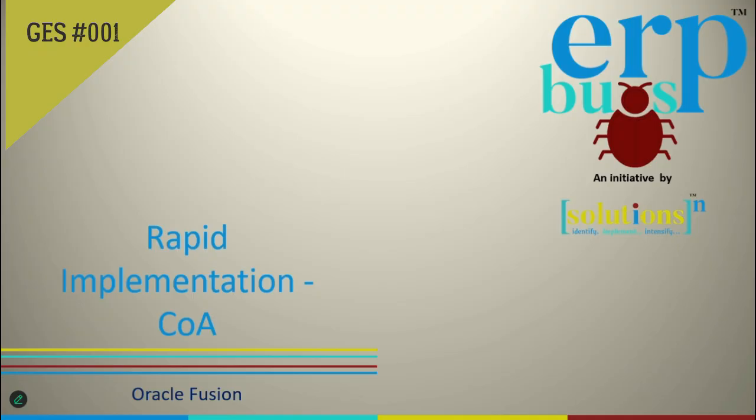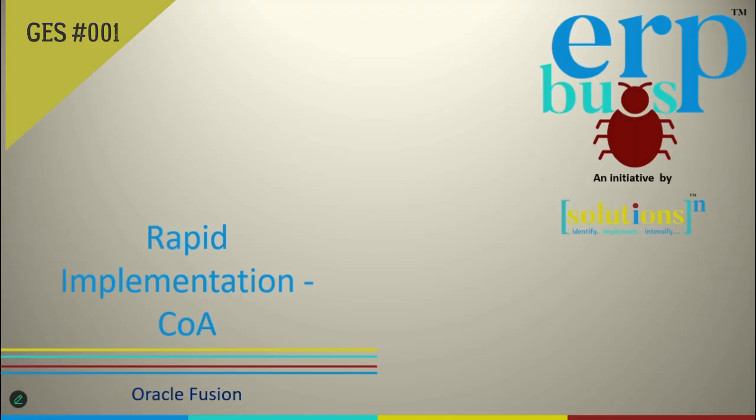Welcome to erpbugs. As we discussed in our last session, this session is all about how to upload the chart of account structure using the rapid implementation. What is the difference between the rapid implementation and the standard or manual implementation?